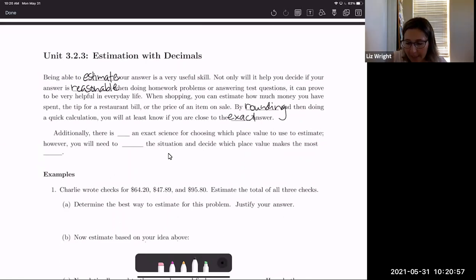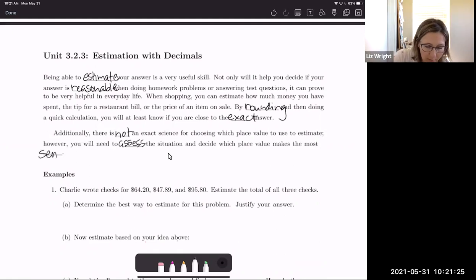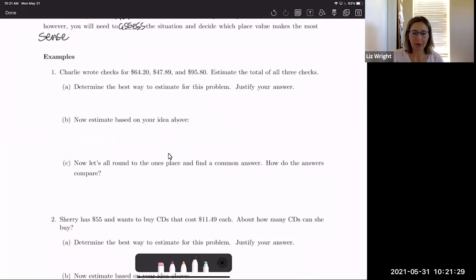So the exact answer is an answer where we haven't rounded, we haven't estimated, and so that would be considered your exact answer. Additionally, there is not an exact science for choosing which place value to use to estimate. However, you will need to assess the situation. This is kind of what I was talking about a few minutes ago. You need to assess the situation and decide which place value makes the most sense to estimate.